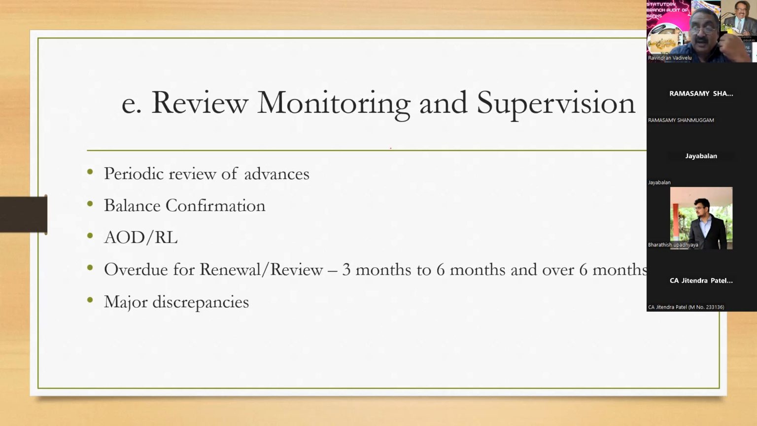So as an auditor, and particularly if you're a concurrent auditor, you have to go to the unit at least once in 3 months. You have to cover all the units.